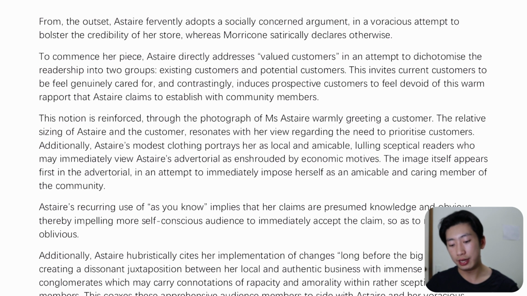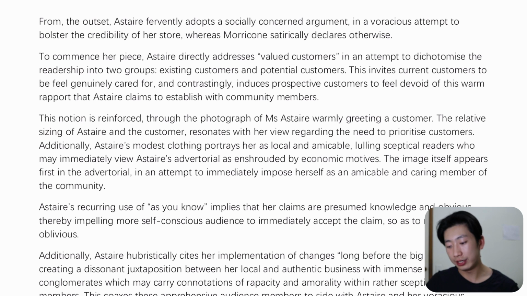Additionally, Astaire's modest clothing portrays her as local and amicable, lulling skeptical readers who may immediately view Astaire's advertorial as enshrouded by economic motives. So, great job for identifying what the form of the piece is, advertorial. That's very important. It's not always opinion piece.